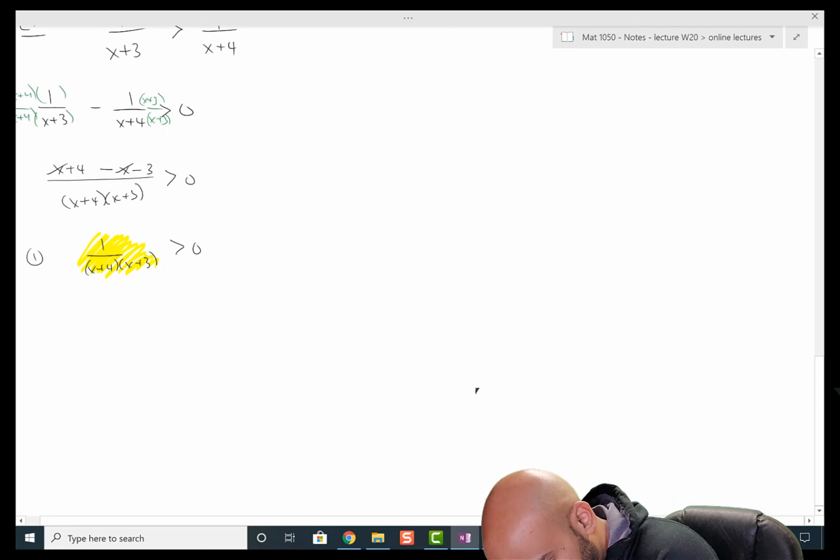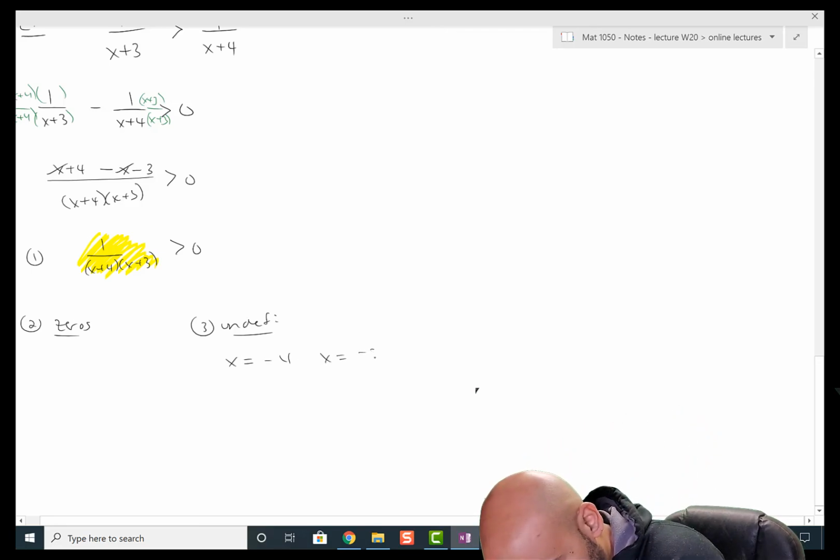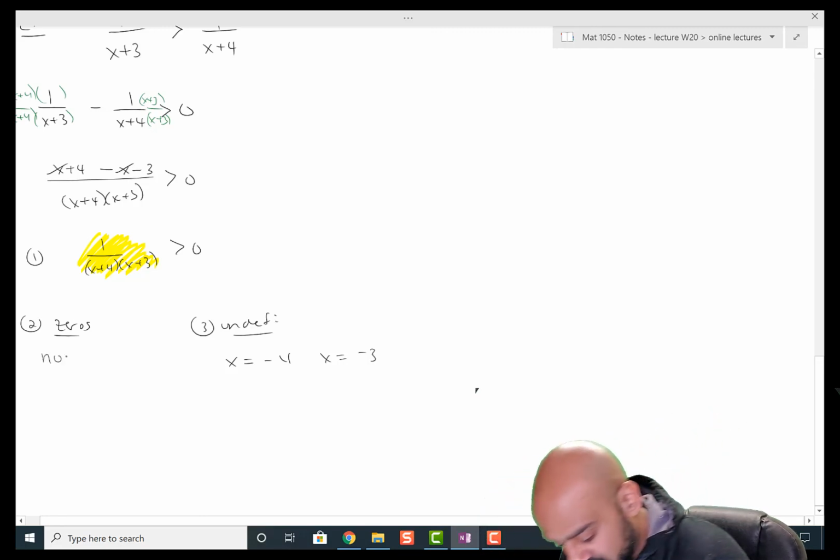Let's find our zeros, which is step 2. And our undefineds, which is step 3. And you'll notice that these go very, very quickly. You're going to get to a point where you guys are just going to be able to pull things out of the function. So for example, you're going to say the undefineds are x equals negative 4 and x equals negative 3, right? Just by looking at it.